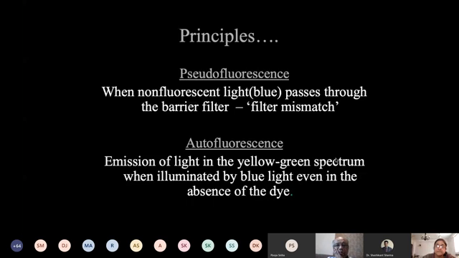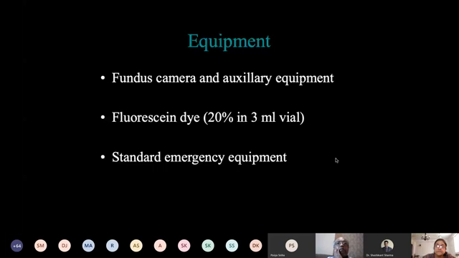Now let's understand what equipment is involved when we do a fundus fluorescein angiography. You have a fundus camera and the auxiliary equipment. You have the fluorescein dye, which is a 20% dye that comes in a 3 ml vial, and it is going to be dissolved in the solution, that is the injection used for injecting your fluorescein dye. And then you have the standard emergency equipment, because you have to understand this is an invasive procedure.